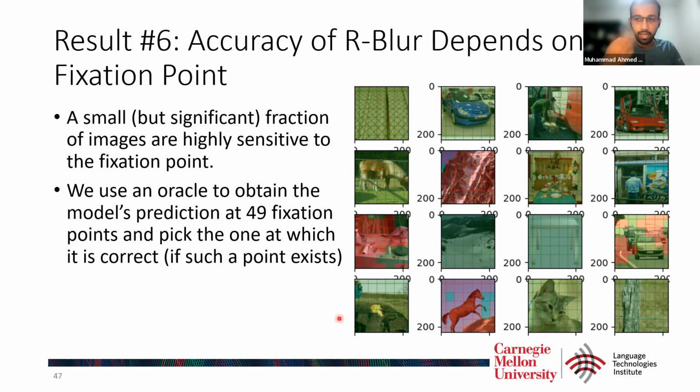Now, we did an analysis and considered the best case. In that case, we developed an oracle which looked at each of these 49 fixation points and picked the one at which the model is able to correctly classify the image. Granted, there are some images, although none of them are shown here, on which there is no fixation point at which the model correctly classifies it, but for most of them, there is at least one fixation point at which the model is able to correctly classify the image.